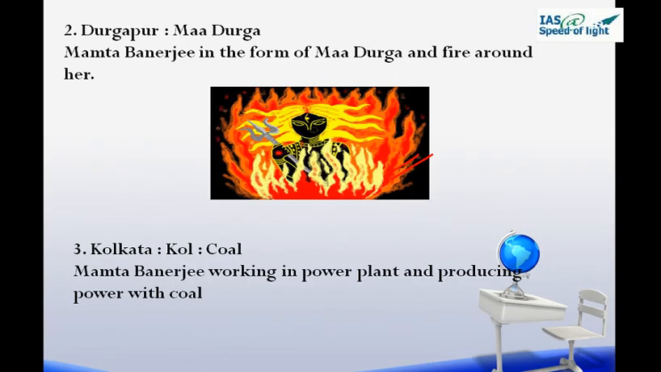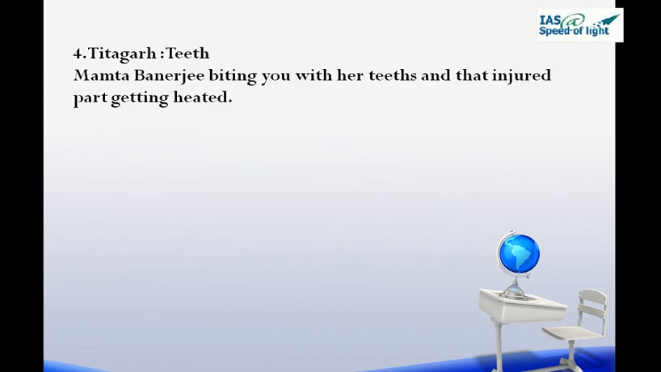Third is Kolkata, coal. Kolkata is coal. We studied it as the first eastern coast seaport also some time before. Now this coal is also a thermal power plant, and how does a thermal power plant work? It works with coal, right? We burn coal to produce electricity. So Mamta Banerjee working in a power plant and producing power with coal. Again we can see a picture where Mamta Banerjee is pushing all the coal inside the hot flames and producing electricity. So Mamta Banerjee, Kolkata and fire, coal and fire.